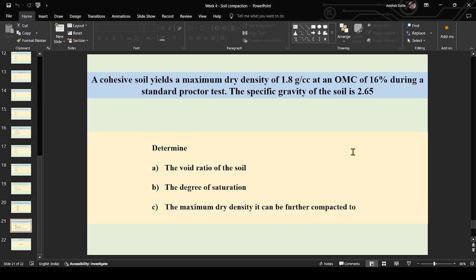That is in part A. Part B, the degree of saturation. And part C, the maximum dry density it can be further compacted to. Simply you have to use the index properties formula, apply over here, part A, part B, and also part C. Just one small minor modification the formula might need to find out the result, the maximum dry density it can be further compacted to.